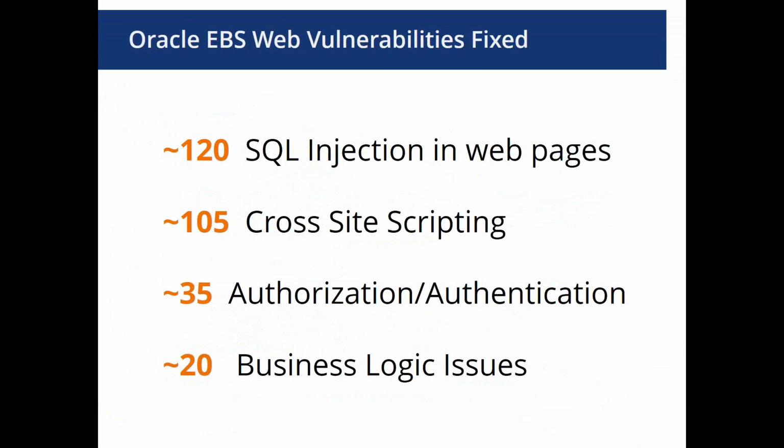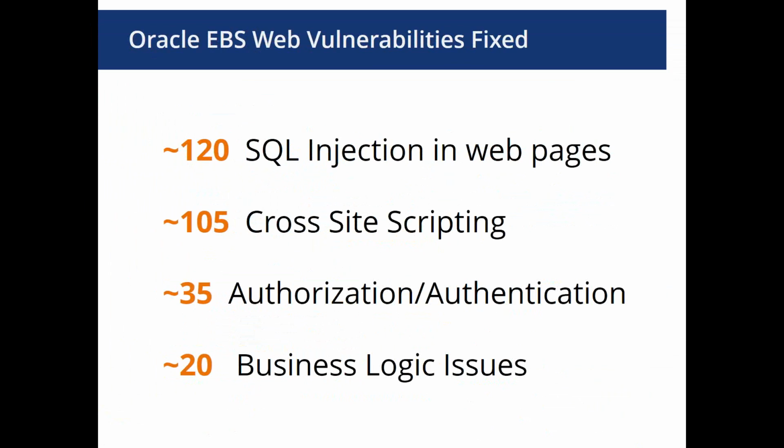Now if we take that 416 number and break it out a little bit, about 120 were SQL injection vulnerabilities. These are the highest risk. To us, a SQL injection vulnerability in any web page can basically compromise the entire environment. So we'd put all those SQL injection vulnerabilities as high to very high risk. Cross-site scripting, there's about 105. Those would be low to medium risk.